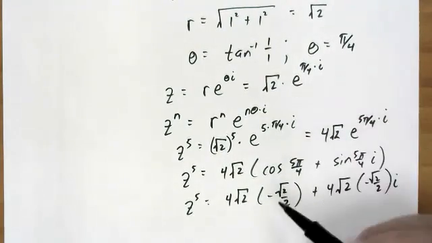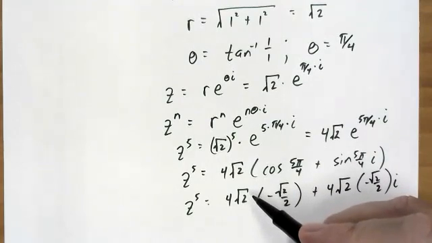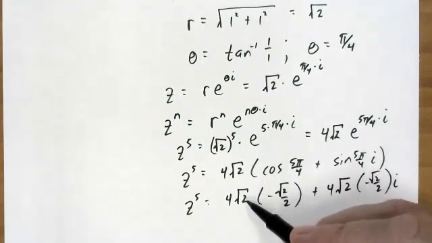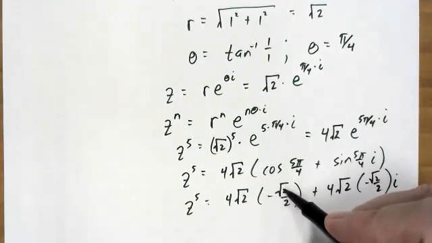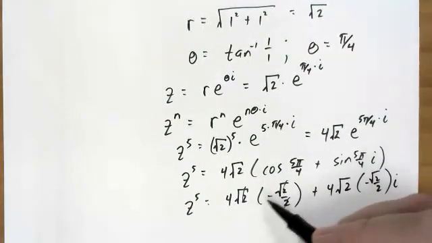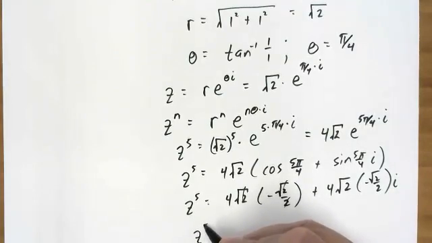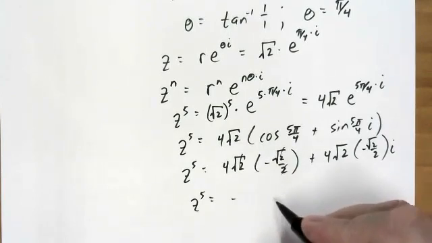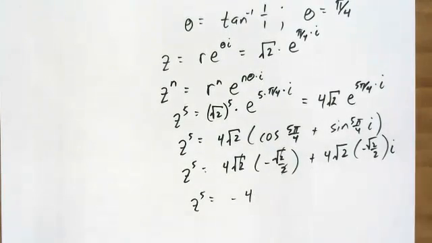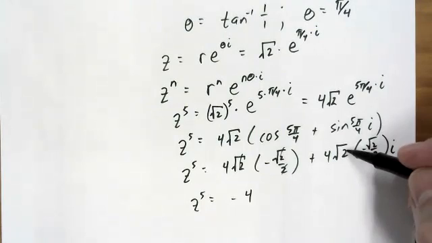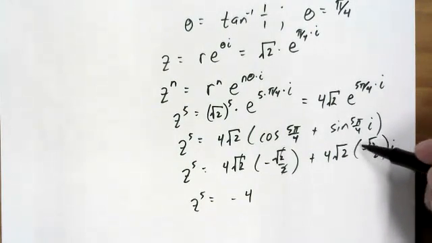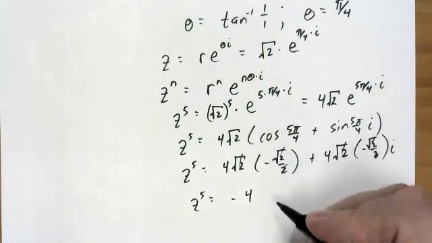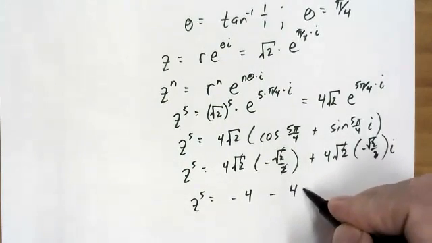So now, if I simplify this, hopefully you notice square root of 2 times square root of 2 is just 2. So these 2 and this one cancel out, and I'm left with negative 4. Same thing happens here. Square root of 2 times square root of 2 is 2, so these are 2, and I got 2 here. Those all cancel, so I'm left with negative 4i.